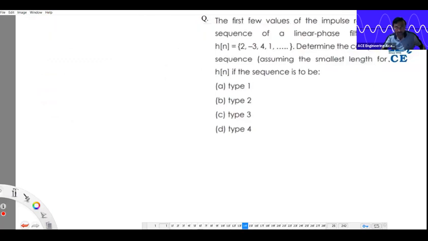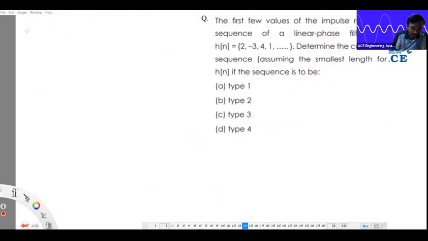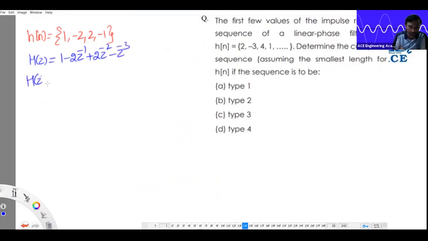What is the last set of data given, sir? 1 minus 2, 2 minus 1, 1 minus 2. It means what is the transfer function you are writing? 1 minus 2z inverse plus 2z power minus 2 minus z power minus 3. Starting how much? 0. Ending how much? 1 plus 2 plus 2 plus 1, 6.